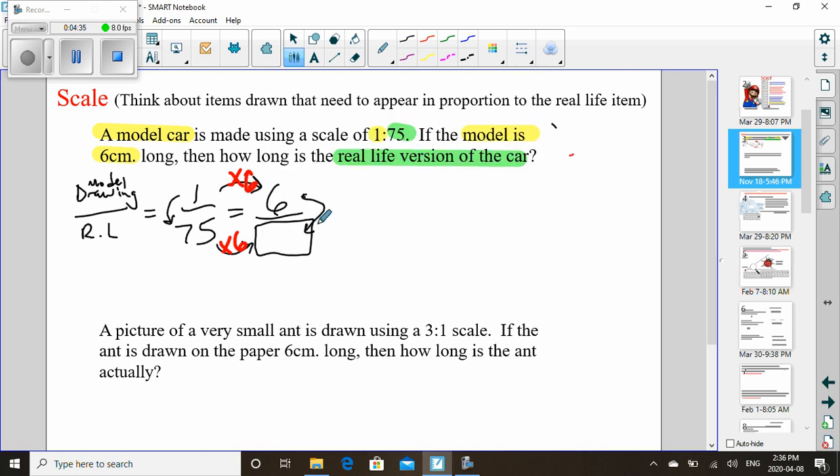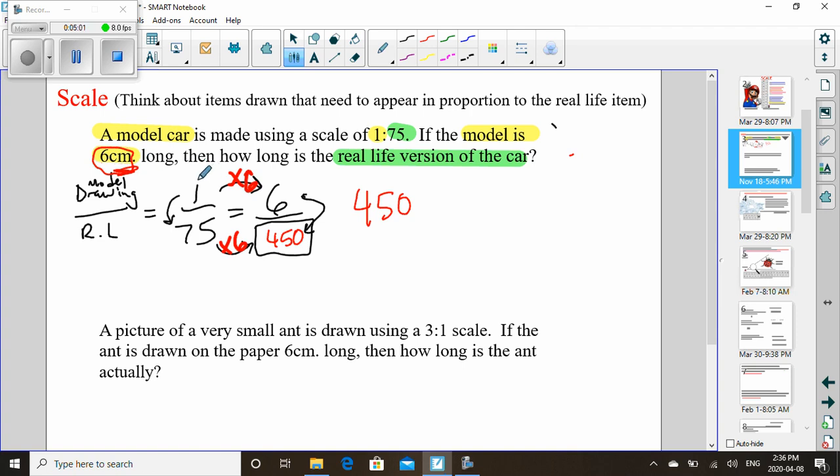Okay, times 6. 1 times 6 is 6. So 75 times 6. Well, if you don't know that, you use your trusty calculator, and then you make sure that it's reasonable, and you get 450. All right, so therefore, the real life version of the car is 450. Now, 450 watts, right? We have to go back into our question and pick out the unit of measure.